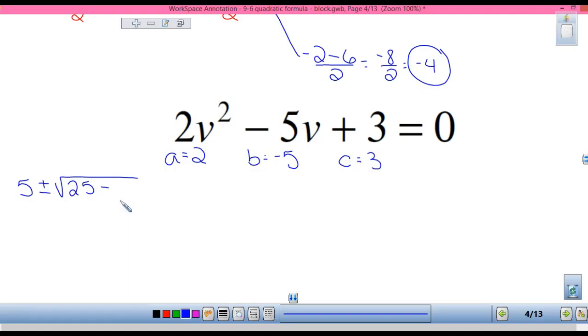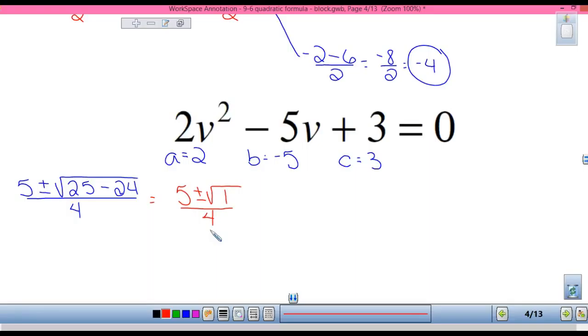What do you get? I know, but what do you get? 24 over 2 times A. 4. Careful with that. Now, do we know where these numbers are coming from? Please stop me if you are confused where we're getting like 25 or 24. Are you positive? Okay, so equals 5 plus or minus the square root of 1 over, what? 4.